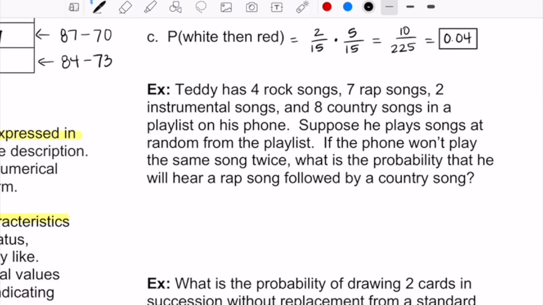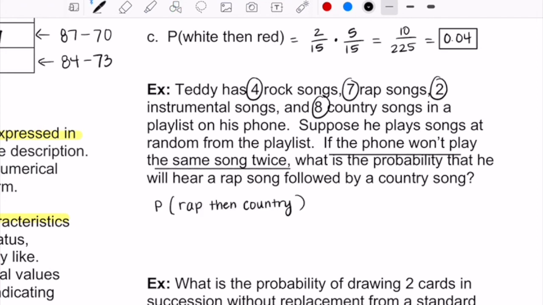All right, the next example feels similar, but there is a small but very important difference. 4 rock songs, 7 rap songs, 2 instrumental songs, and 8 country songs means a total of 21 songs. Suppose you play songs at random, and then this is the important part: if the phone won't play the same song twice. And so the probability of a rap song being followed by a country song, it's important that you note that the phone won't play the same song twice, so replacement is not occurring.